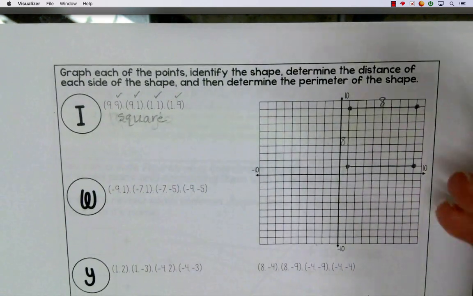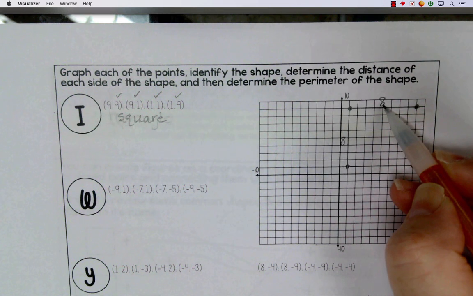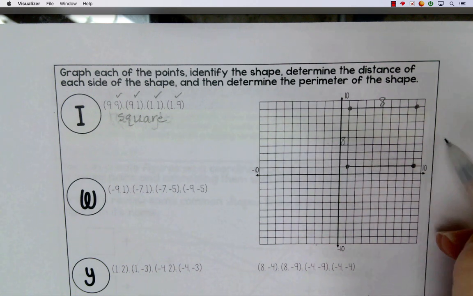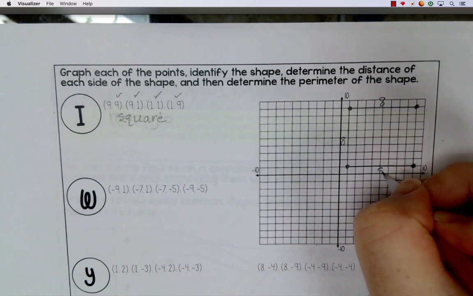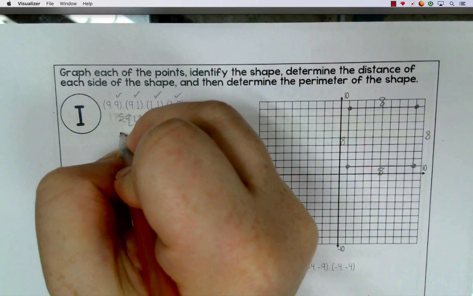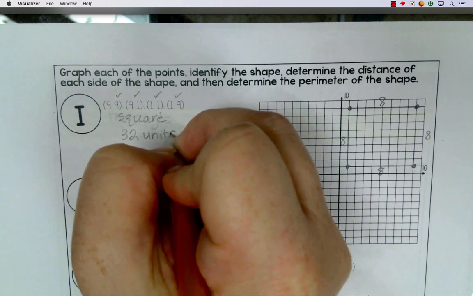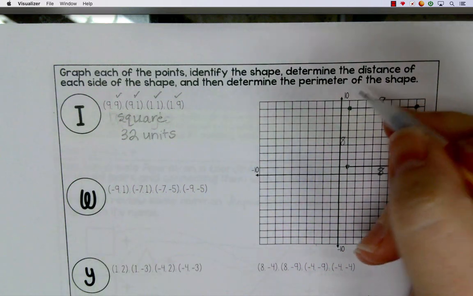And then the perimeter. So the perimeter is measuring the outside, not the inside. So opposite sides have the same length. Okay, so we're going to have 8 plus 8 plus 8 plus 8, or 8 times 4, and we're going to say 32 units. We're not going to say square because we're not doing area, so remember that. We're going to say 32 units, and that's it. So let's look at our next one.